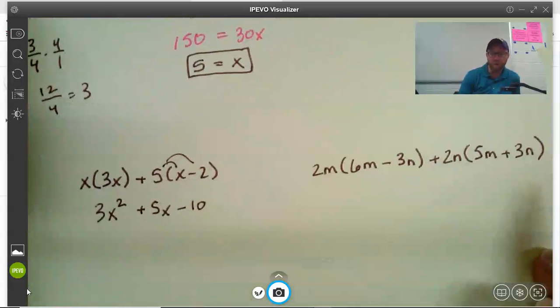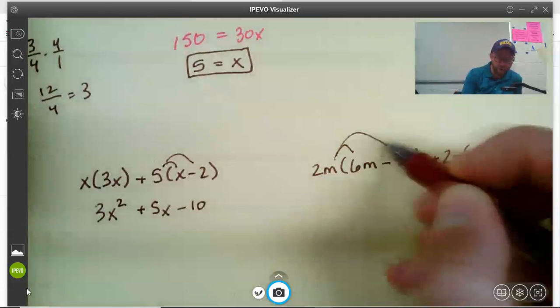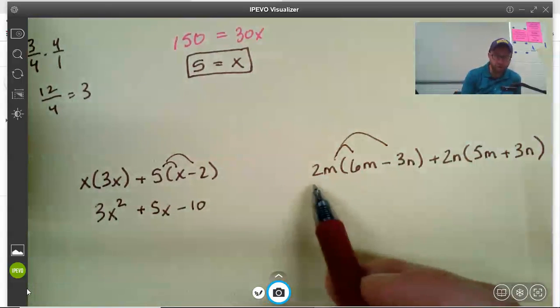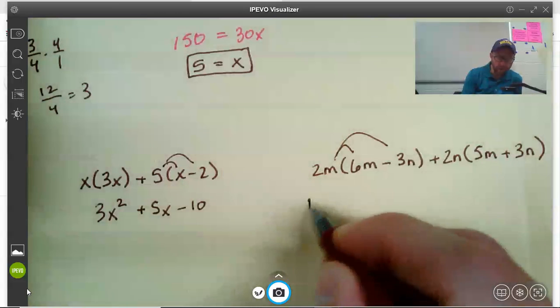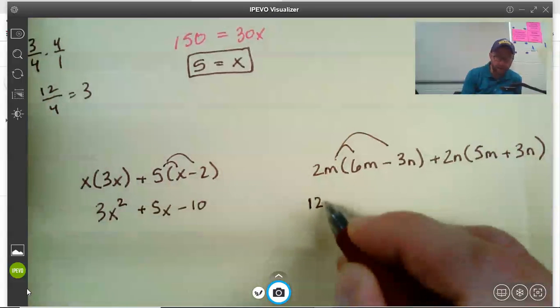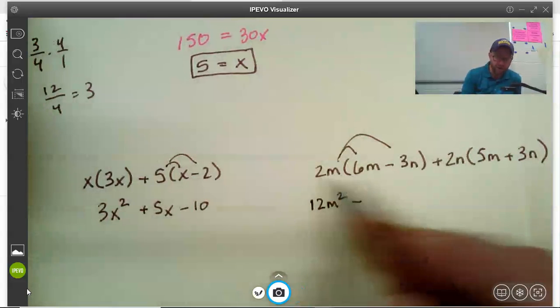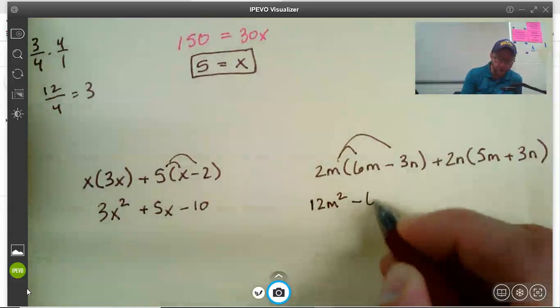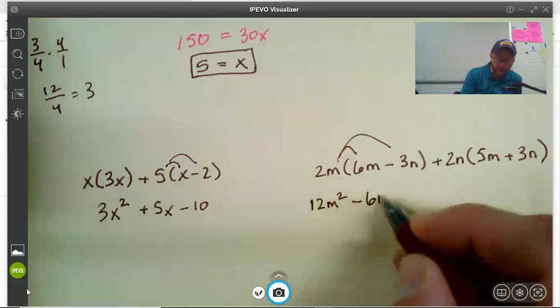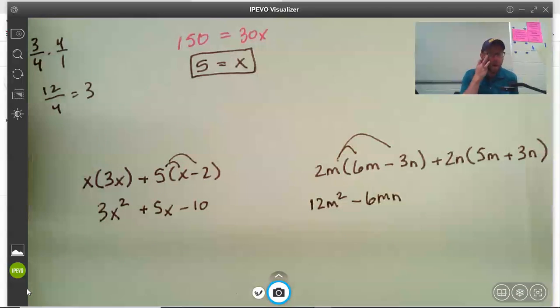All right, next one here. Let's see. First, we've got some distributive property. So 2m times 6m, we go 2 times 6 is 12, and m times m is m squared. Minus 2 times 3 is 6, and m times n is mn.